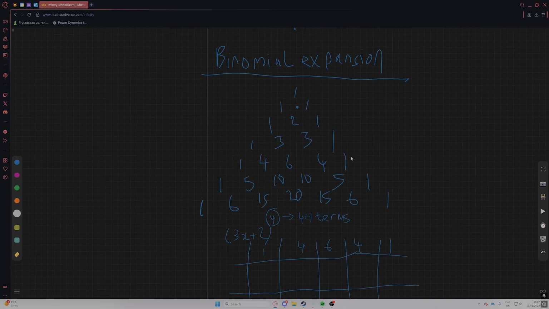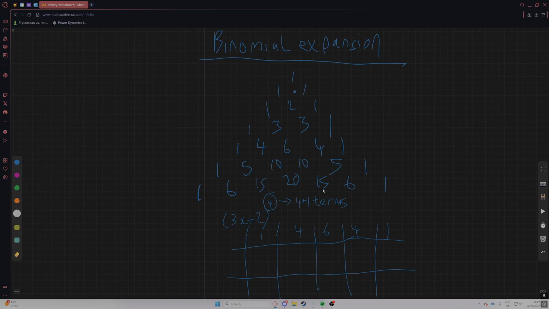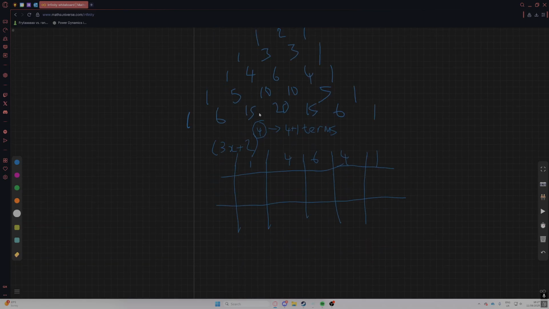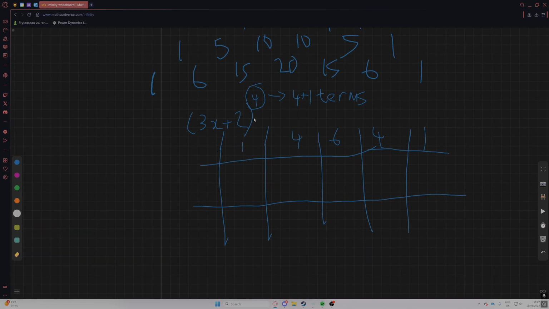Right, next we've got binomial expansion. So this is Pascal's triangle. You should be able to just derive this in the exam, but just as a reminder. Now, if we look at this binomial right here, 3x plus 2 to the 4, the power tells you the amount of terms, well, one more than the power, so there'll be 5 terms in this, as you can see.